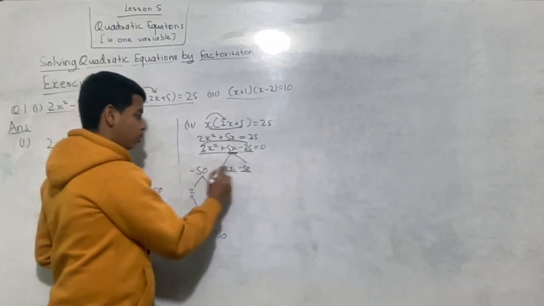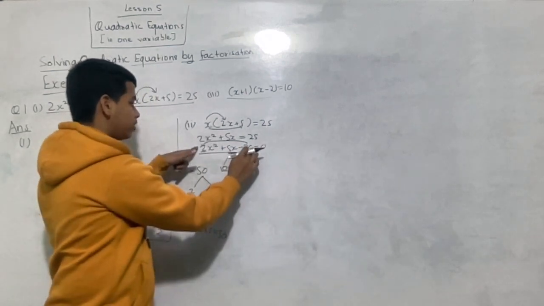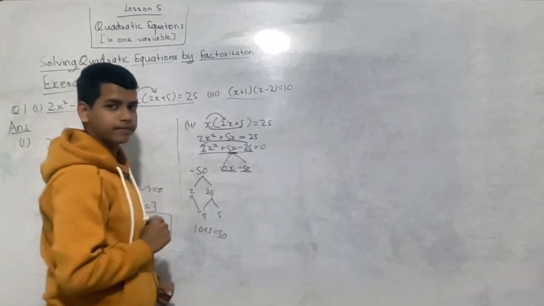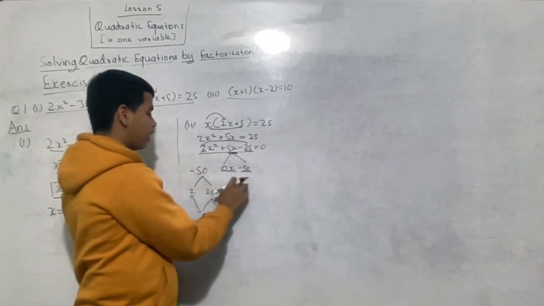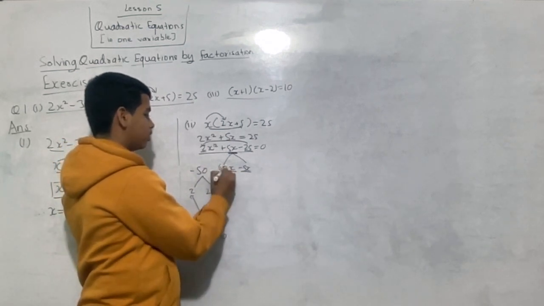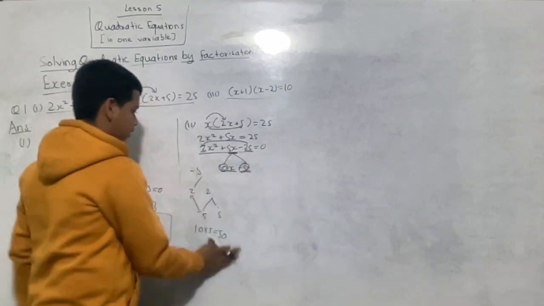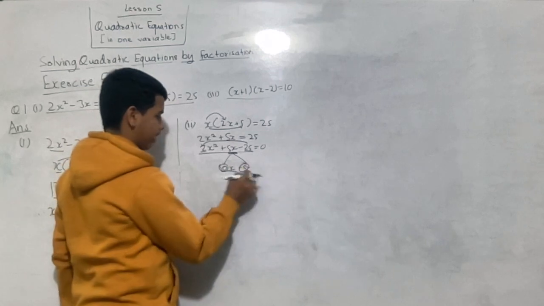We wanted two numbers such that when we multiply them we get the product of these two numbers, and when we add or subtract them we get this number. And remember, when we multiply this we don't have to take the variable, we just take the coefficients, 10 into minus 5, which is minus 50. So here we have split the term into 10x and minus 5x.